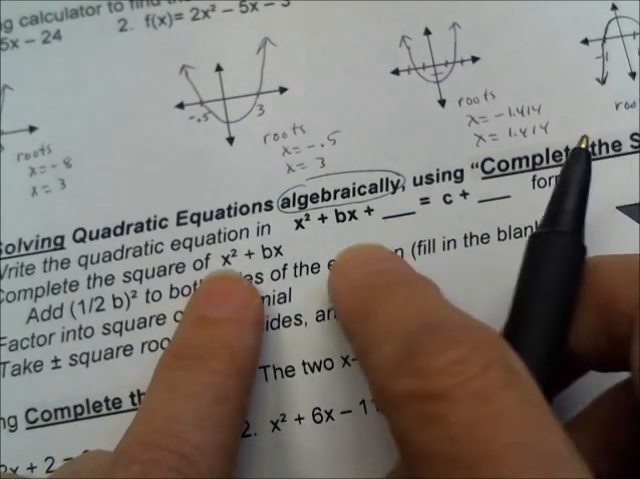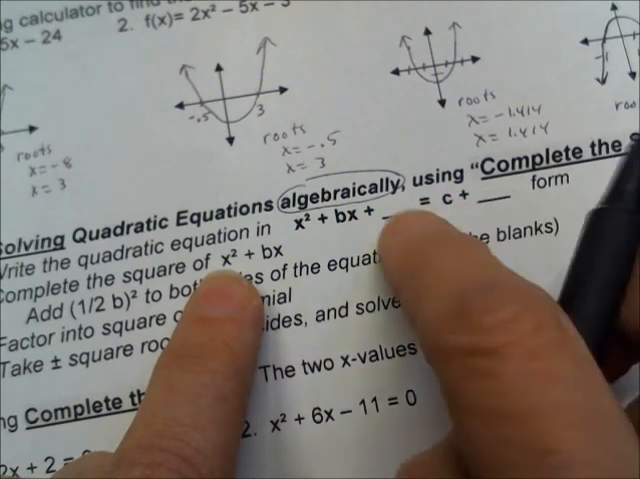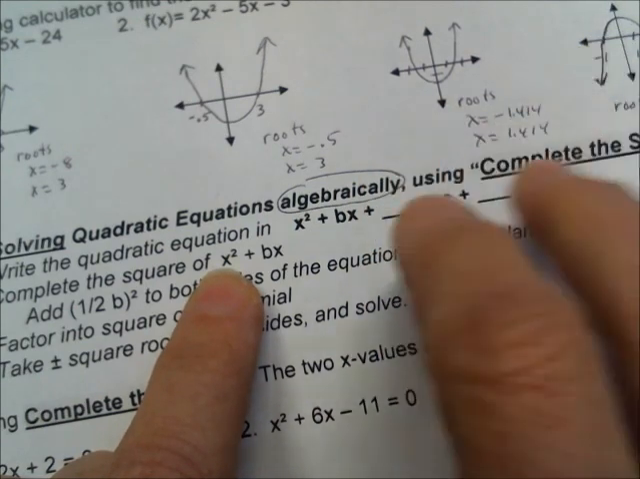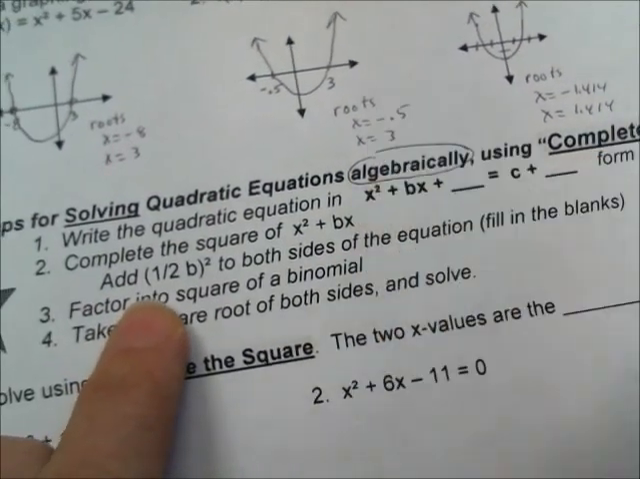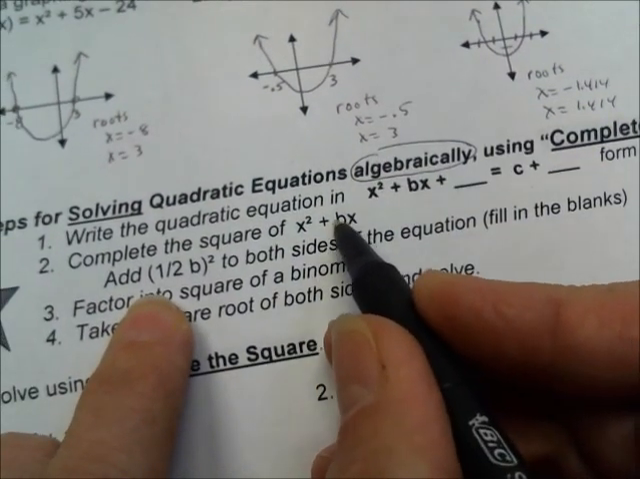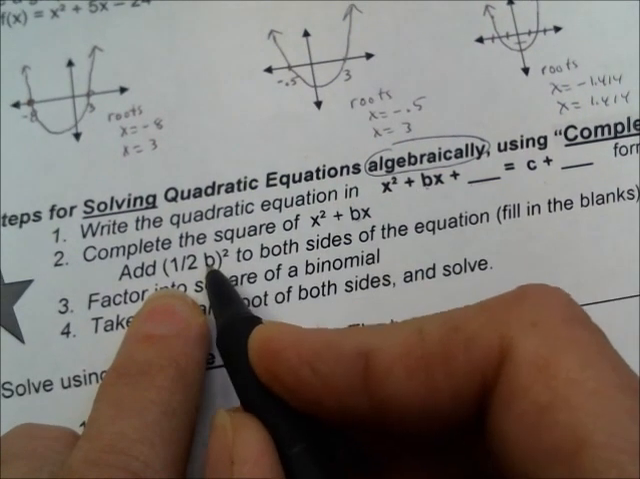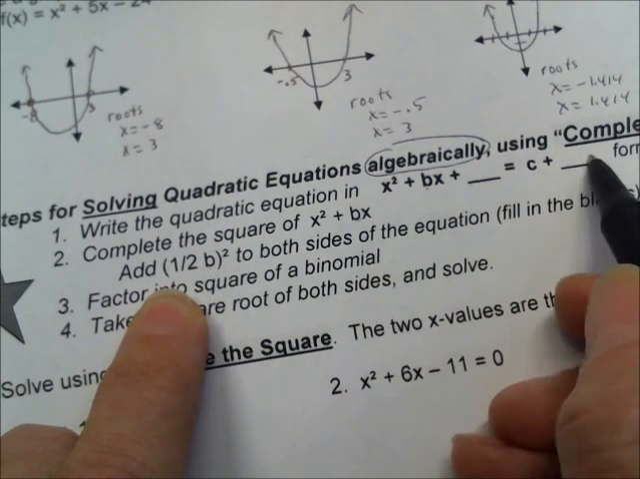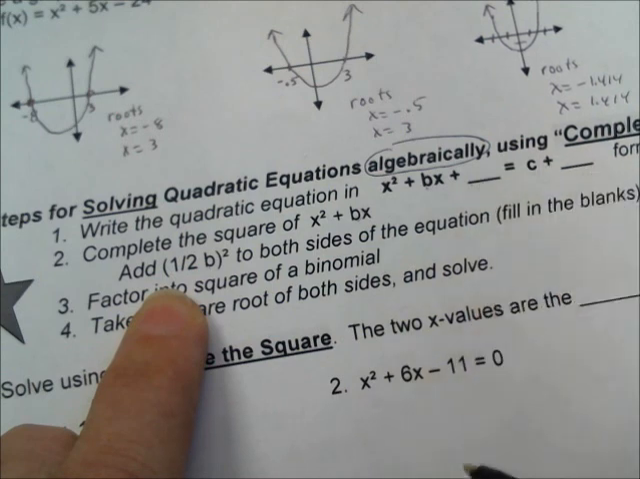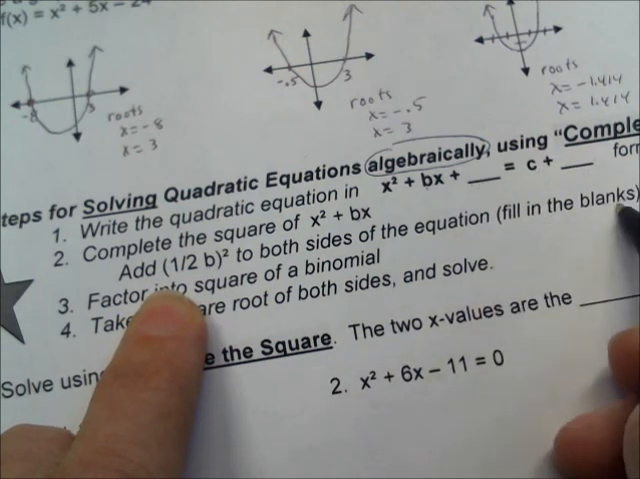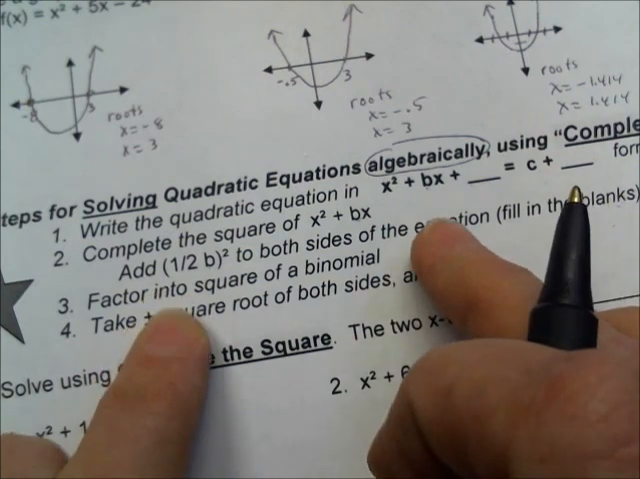And then to complete the square means you're going to add some number in these two blanks. It's going to be the same number. And that number is a half of the b value. The b is the coefficient of the x term. So you're going to take the half of b, you're going to square it, and you're going to add it to both sides of this quadratic equation. So you're actually going to fill in the blanks on here. And when I go through these examples, you'll see what I mean.